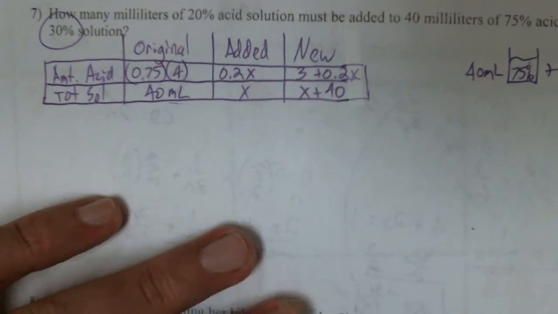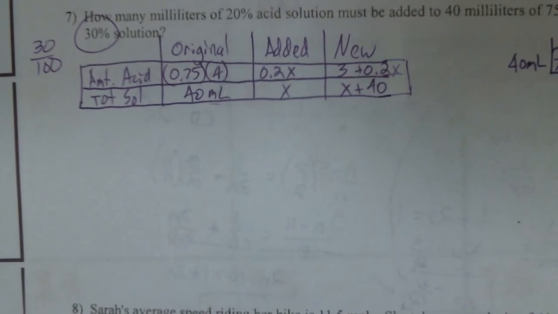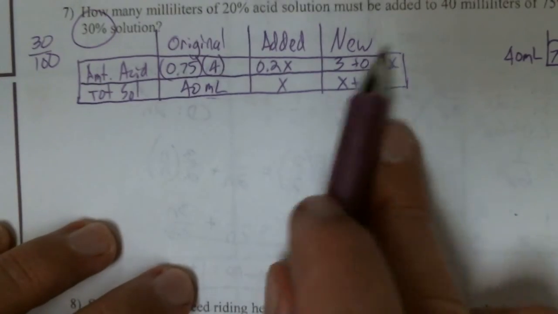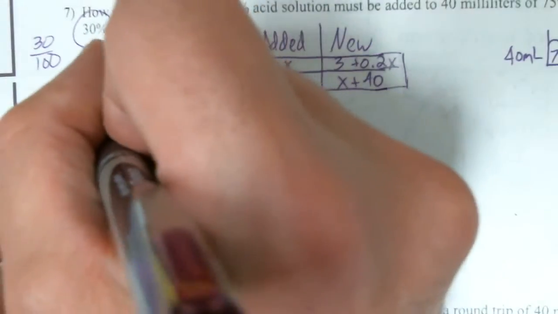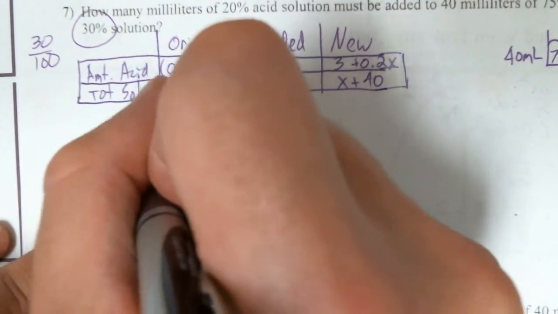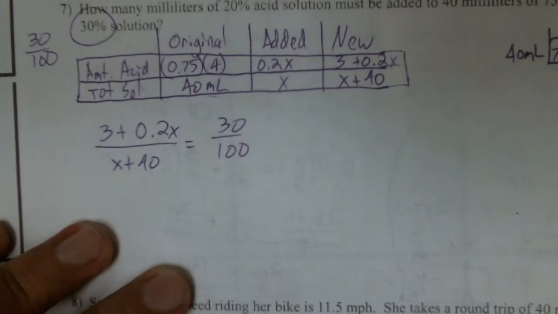How do you write 30%? 0.6, 3 over 5. I'm going to write this as 30 over 100 just because we're used to seeing percentages out of 100. So now I can set up an equation. I can say all of this, 3 plus 0.2x, the amount of acid over the total solution, x plus 40, we want that to be equal to 30%, or 30 over 100.